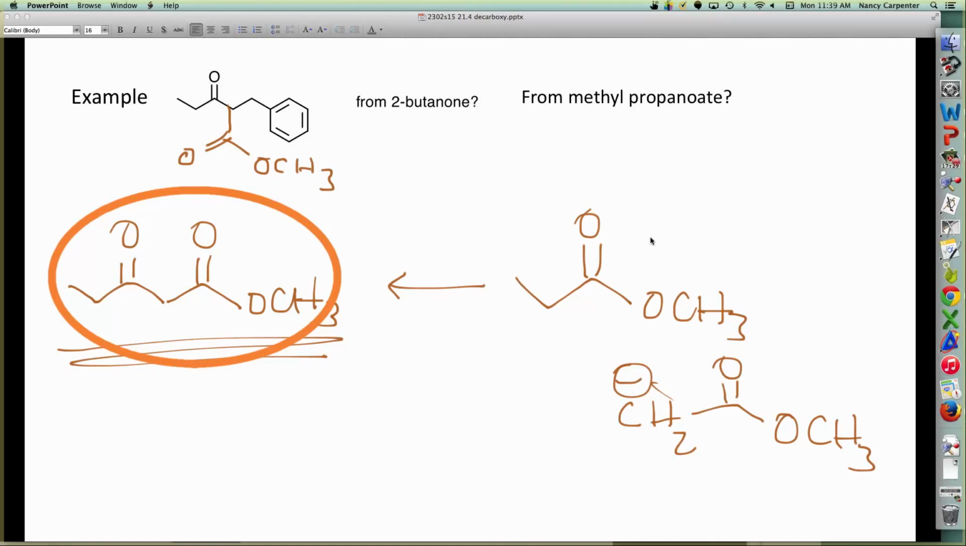So that's it for this section. It's a very, very limited application kind of chemistry, but it's very useful, and it pulls together an awful lot of chemistry that you've already learned.